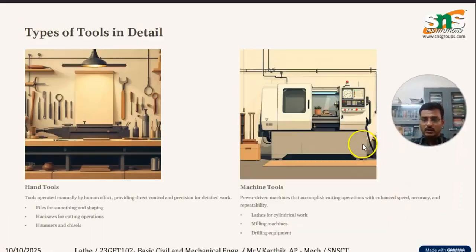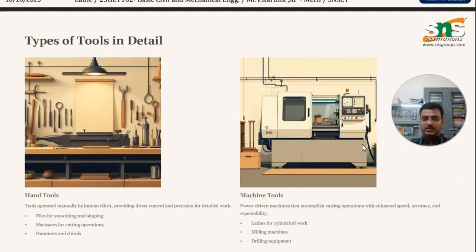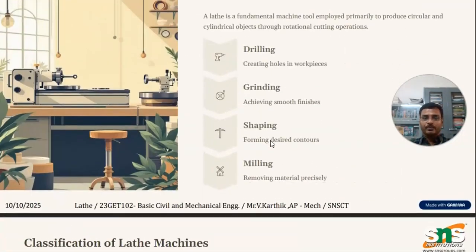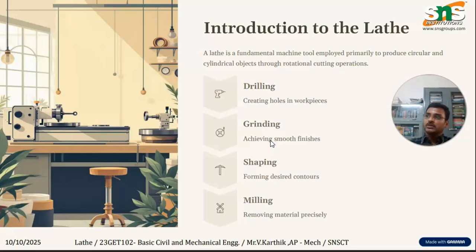lathe for cylindrical works, and then milling operations, and then drilling equipment. These are all some of the machine tools which have been used in the CAM machines, computer aided manufacturing machines, with the help of the CNC tool. Now we're going to see the introduction to the lathe.